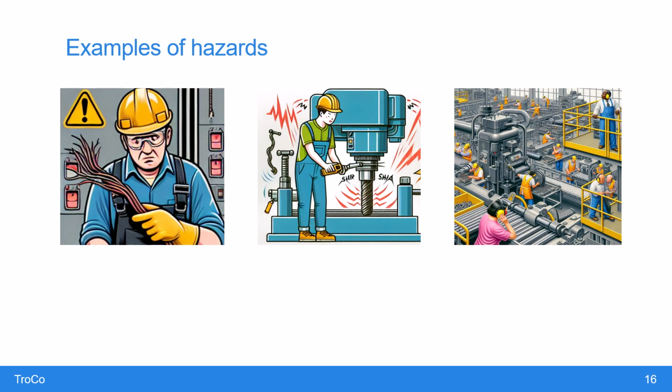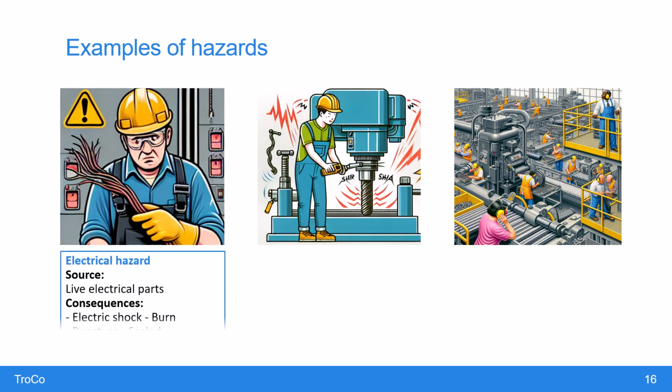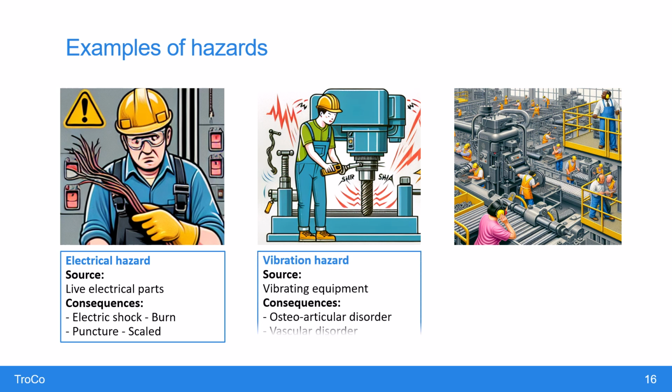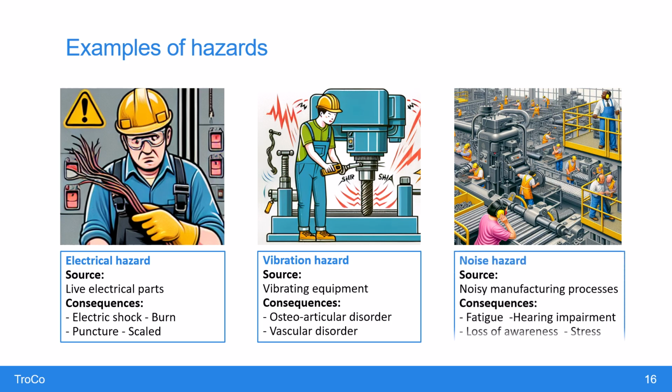Here are examples of electrical, vibration, and noise hazards. First example, electric shock or burn, resulting from live electrical parts. Second example, osteoarticular disorder or vascular disorder, resulting from vibrating equipment. Third example, fatigue or hearing impairment, resulting from noisy manufacturing processes.